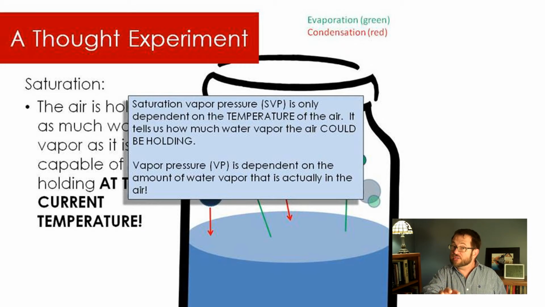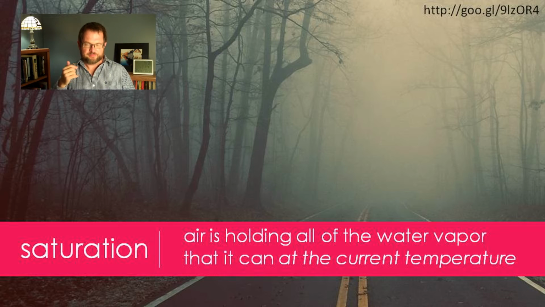It doesn't mean that the air is holding any water vapor. It's telling us how much water vapor the air could be holding at the present temperature. Vapor pressure is telling us how much water vapor the air is holding. So really, this is what we mean when we say that air is saturated. We're not saying that there's no more room for any more water vapor or anything like that, but we are saying that the air is holding all the water vapor it's capable of holding at the current temperature anyway. There's a temperature dependence that we'll get to in a little bit.